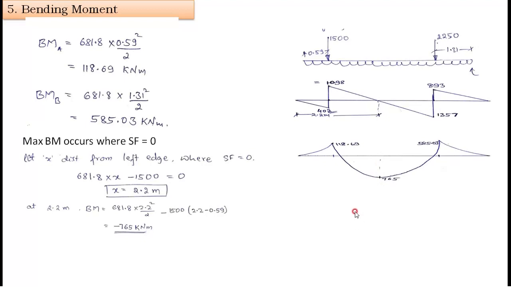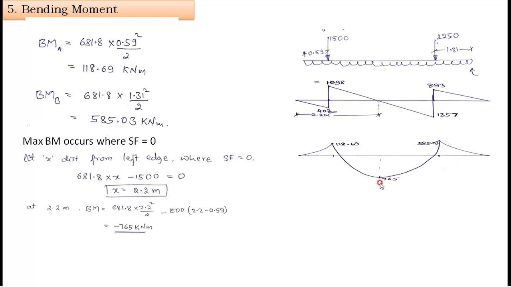This is your maximum bending moment in the middle span, and you got bending moments at the supports also. But these bending moments are not similar, no? This is very least, 118.69, this is very high, 585, and this is higher than that, 765. Therefore the steel required at this section will depend on this moment, and the steel required at this section depends on this moment, and at this section on this moment. Again in the same way, the depth required at this point depends on this moment, and the depth required here again depends on this moment.